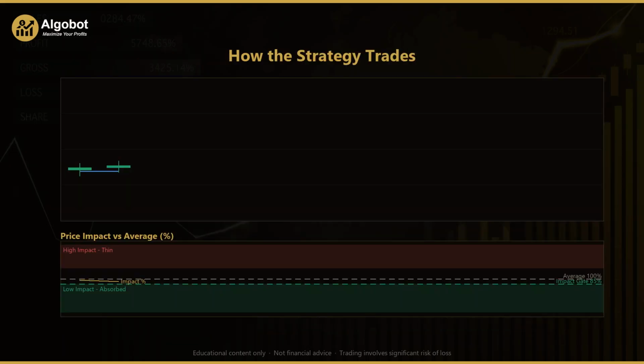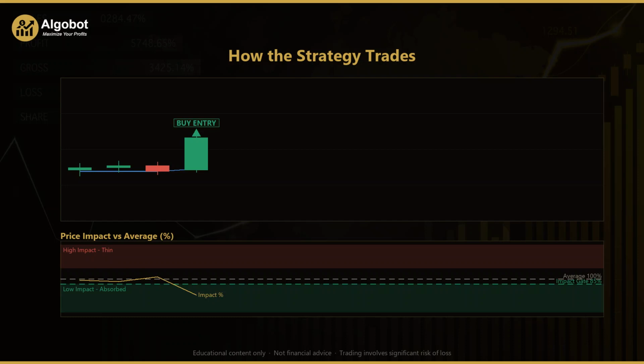Let's bring this to life on the chart. On the price panel, you can see the candles with the EMA baseline drawn through them. And in the subpanel below, we're plotting the price impact reading as a percentage of its recent average. The dashed line at 85% is the impact gate. Readings below it mean the move was efficiently absorbed by volume, which is exactly what this strategy is looking for.